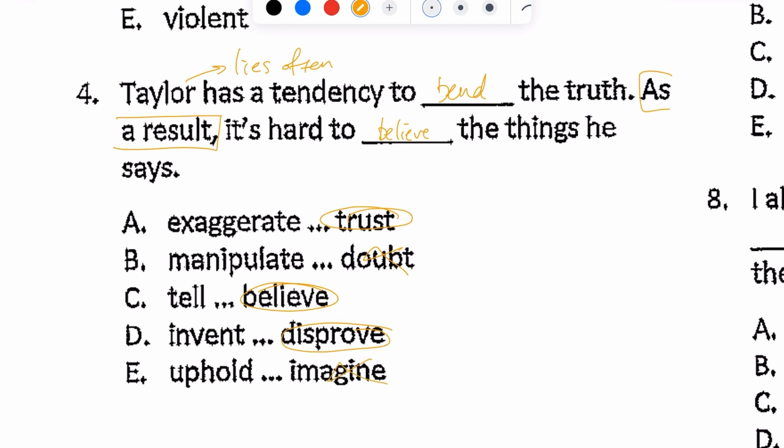So between A, C, and D. And then for the first blank, you want something like bend the truth or not tell the truth. So he's not going to tell the truth. You don't really invent the truth, or uphold. So manipulate and exaggerate would be okay. And the one that has blanks that would be okay for both would be choice A.